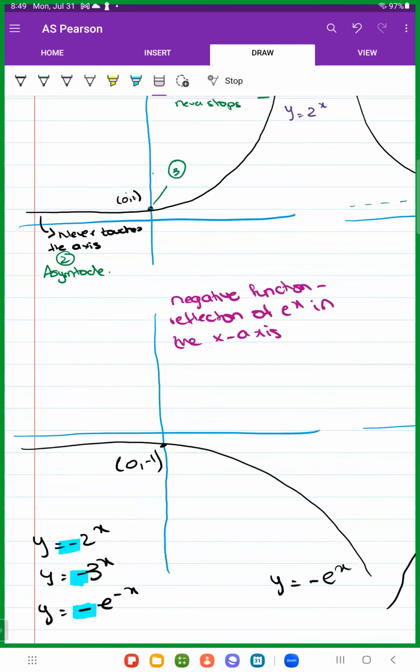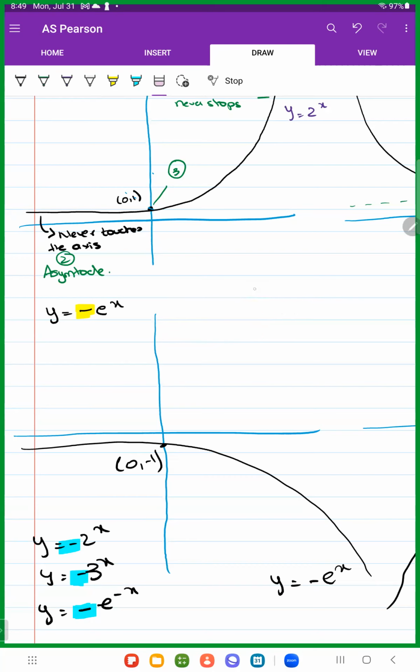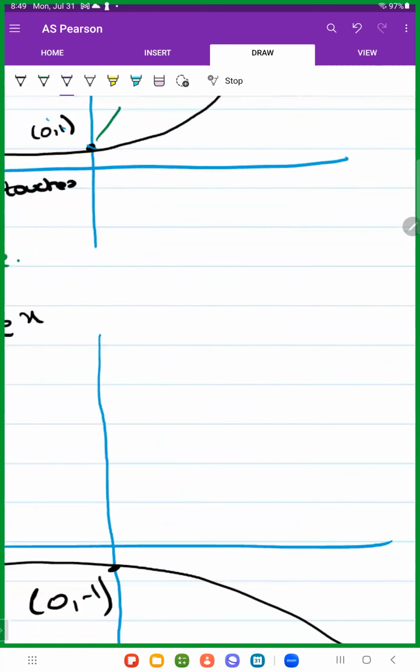Let's look at the third graph. Now we have a graph for y equals minus e to the power x. There is a negative in the function. The e itself is negative, the power is not negative. So when this happens, it becomes a reflection in the x-axis. Let me just write this down.